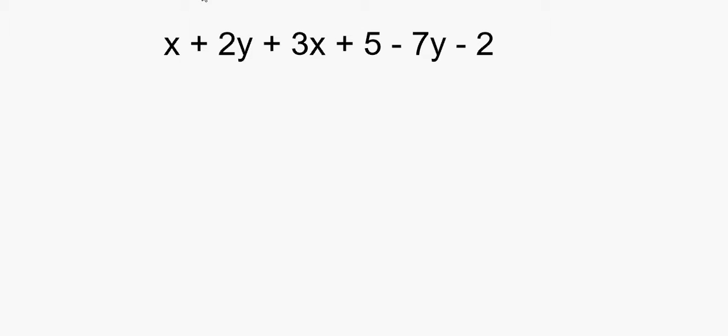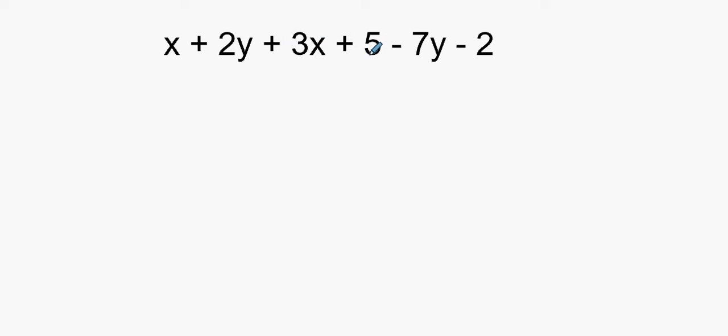Algebraic expressions and terms are separated by addition and subtraction. But when multiplying a number with a variable, that's just called a term. So how many terms do you see? 1, 2, 3, 4, 5, 6. There are 6 terms here separated by addition and subtraction.